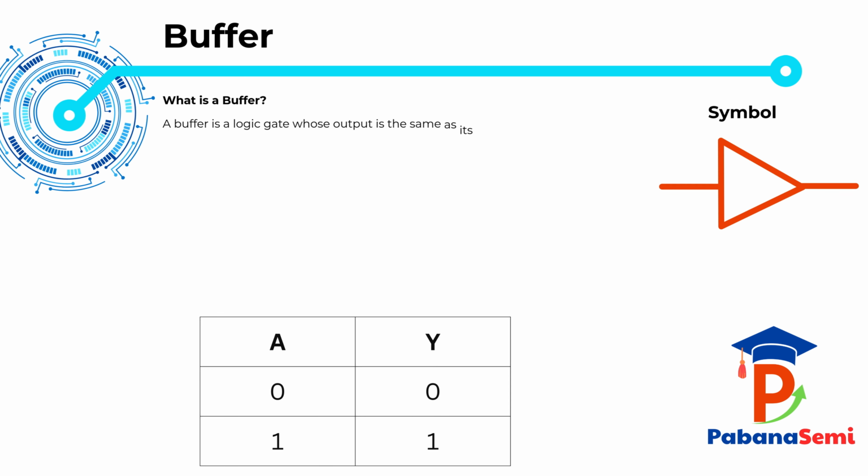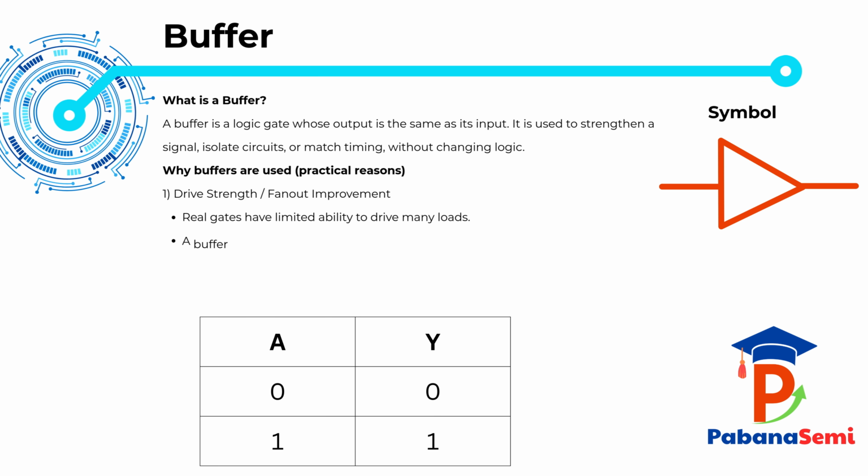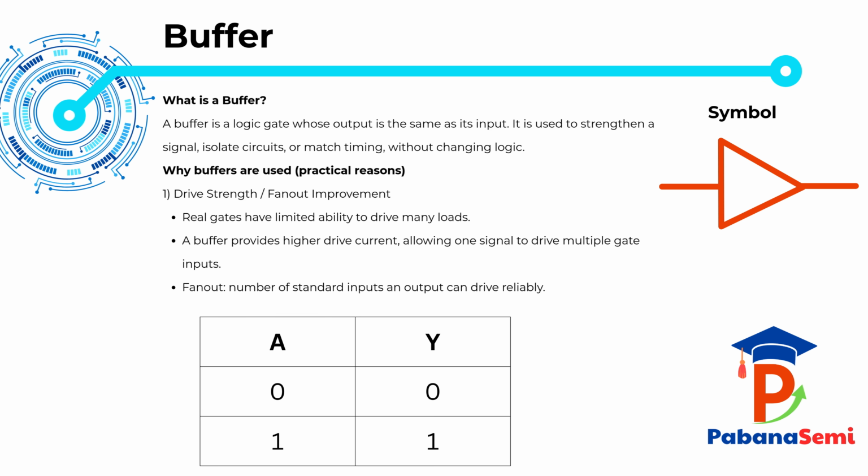A buffer is a logic gate whose output is exactly the same as its input. In other words, it does not change the logic value. If the input is 0, the output remains 0. If the input is 1, the output remains 1. That's why the Boolean relationship is simply Y equals A. So, the question is, if a buffer does not change logic, why do we use it?